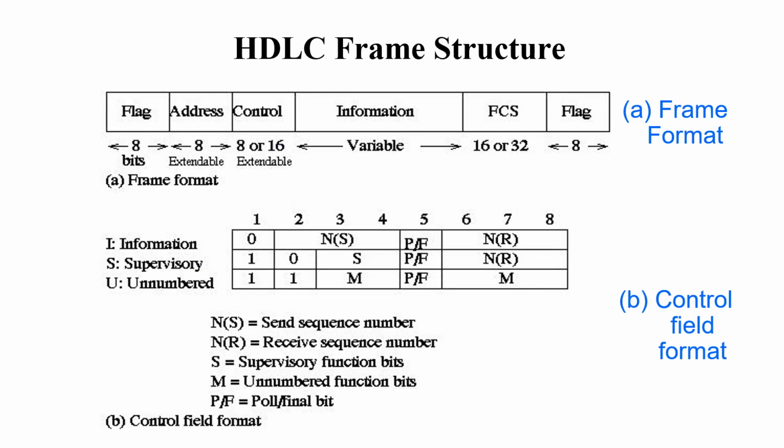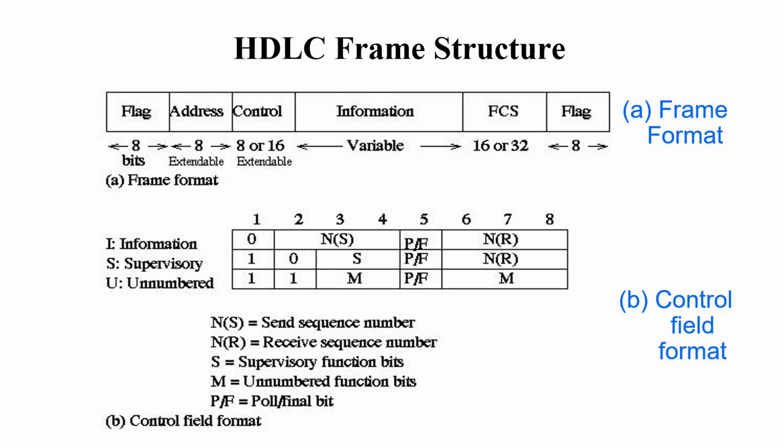The HDLC frame structure defines how data is organized for reliable communication. Each frame begins and ends with a flag field used for framing, followed by an address field that identifies the destination station, a control field containing control information, a variable-length information field that carries user data, and an FCS for error detection. The control field format varies by frame type.